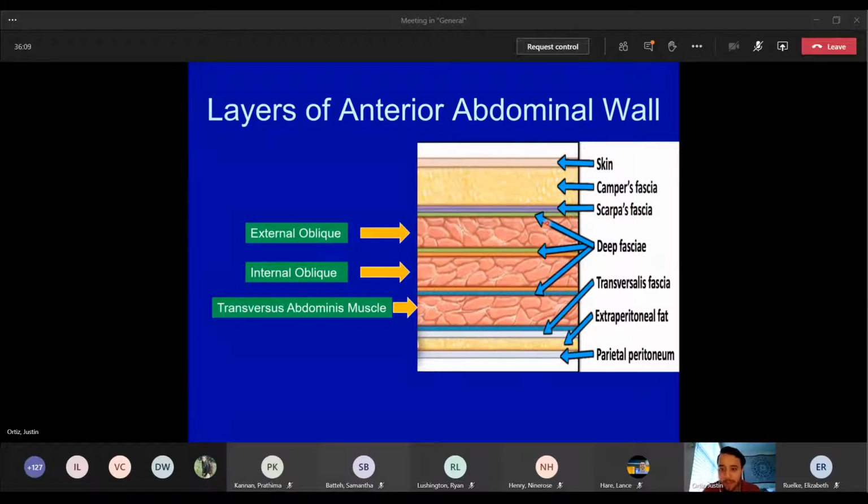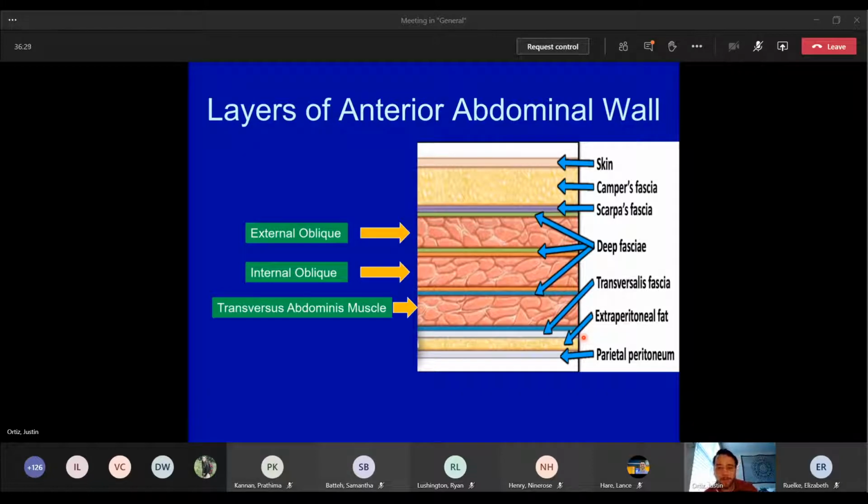And then you have the deep investing fascia, not too high yield. Just know that these deep investing fascia are surrounding each of the muscles, right? And then I have the muscles located right here, which would be external oblique, internal oblique, transverse abdominis, and then back to the transversalis fascia and back to the peritoneum.